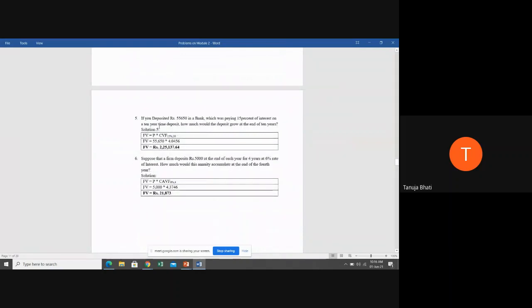Okay. If you deposited rupees 55,650 in a bank, which was paying 15% interest on a 10-year time deposit, how much would the deposit grow at the end of 10 years? So first and foremost, you need to understand whether the problem is of calculating future value or present value. So first thing, at the end of 10 years means they are asking the deposit amount which would grow at the end of 10 years. That means they are asking the future value.